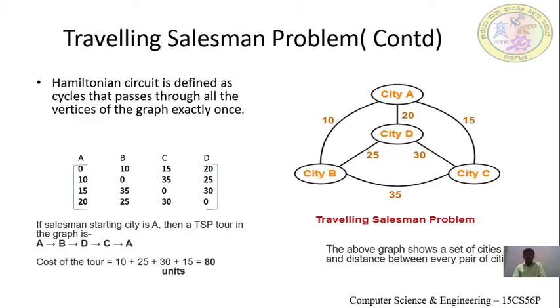So let us see what is a Hamiltonian circuit. A Hamiltonian circuit is defined as a cycle that passes through all the vertices of the graph exactly once. The circuit passes through all the vertices exactly once, not more than that.